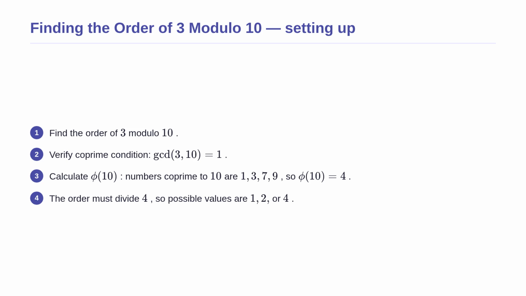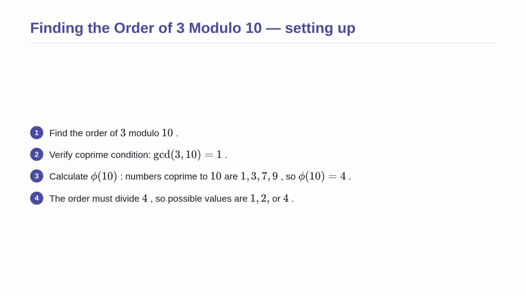We want to find the order of 3 modulo 10. First, we verify that 3 and 10 share no common factors, so their greatest common divisor is 1. Instead of testing powers one by one, we calculate Euler's totient function for 10. We count the numbers less than 10 that are co-prime to 10. Those numbers are 1, 3, 7, and 9. Since there are 4 such numbers, phi of 10 equals 4.